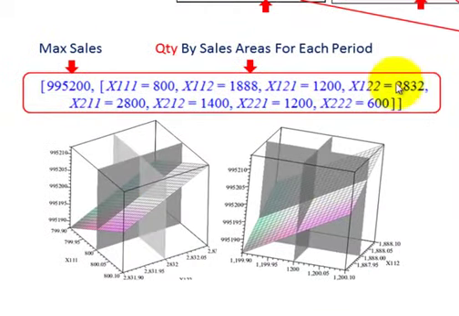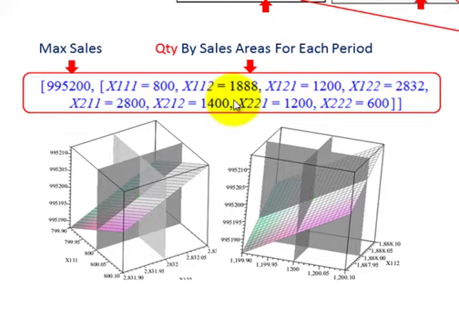Let's move over here. And this would be the results based on our abbreviated example. So we have maximum sales dollars, I have, what, 995,200 here. And then I'm not going to go through them all, but for each one of those variables, X111, we had 800, equal to quantity of 800 here. So we're looking at the quantity by sales area for each period. In this, we have maximized our sales dollars, and it's telling us exactly what quantity we should be selling or setting up our budget for in each of those areas. So X112, that represented 1,888 quantity, X121, 1,200, and so forth.